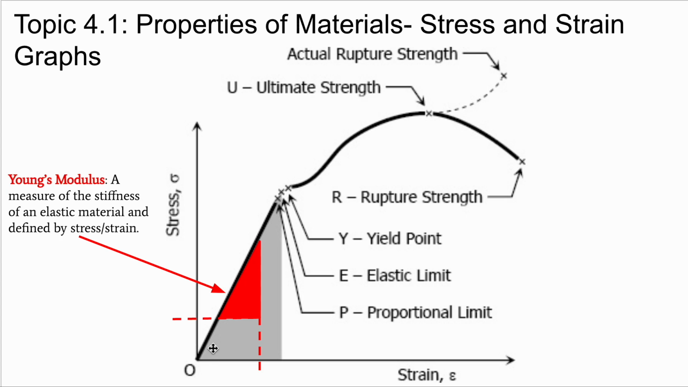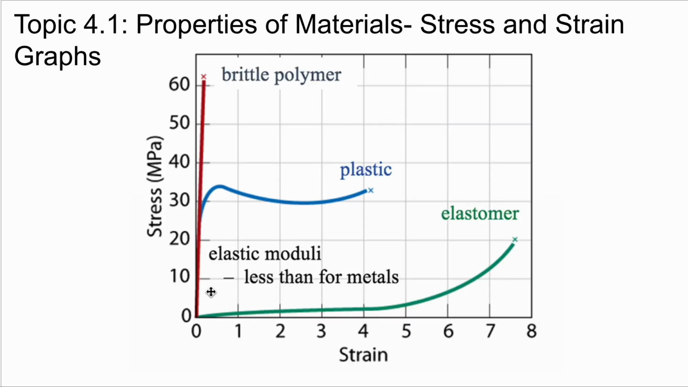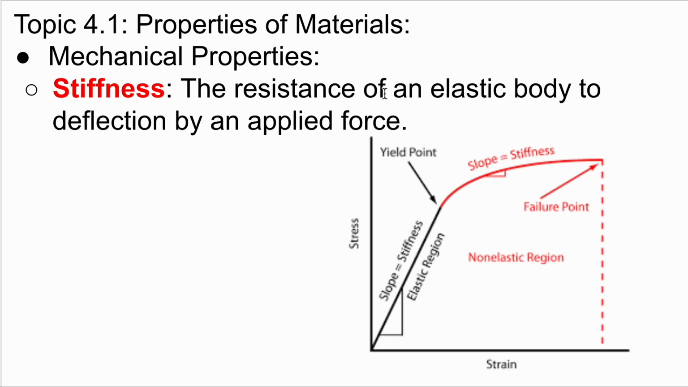And what it means generally is that something that has a less steep line, so a line that would come out this way, would be more elastic, and something that has a steeper slope, like out this way, would be more stiff. Here's some examples of that. If I have a brittle polymer, this is quite stiff, right? And we have to go back to the definition of what stiffness is. Stiffness is the resistance of an elastic body to deflection by an applied force.